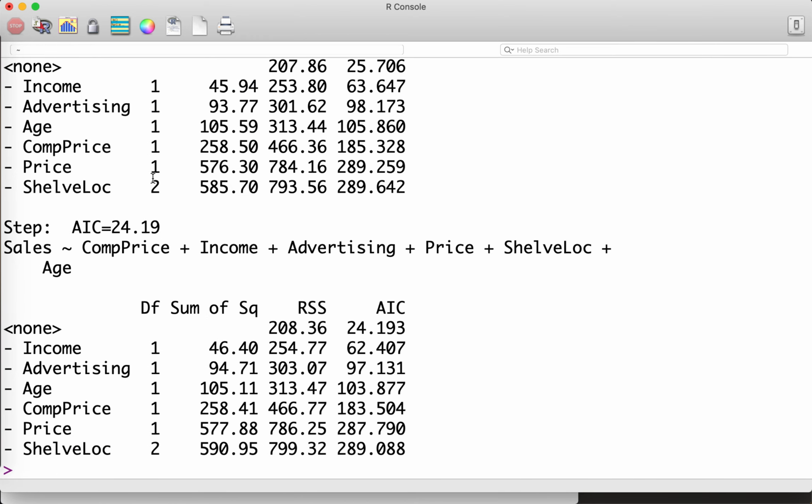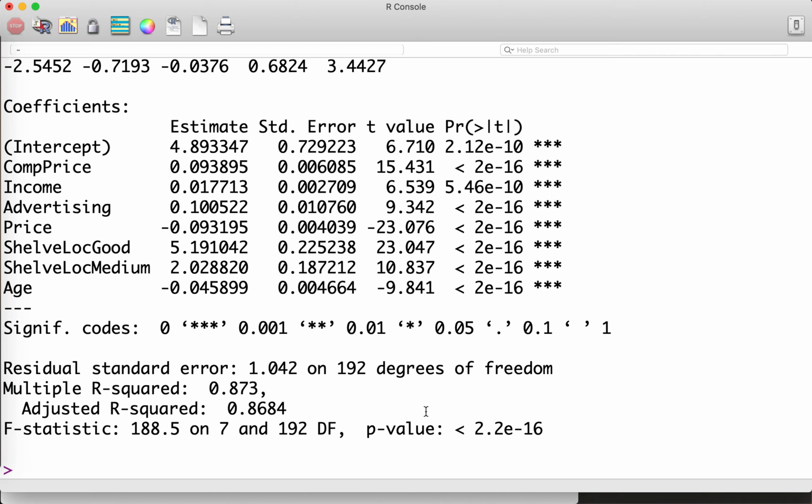algorithm. So then we removed several variables, and we keep income, advertisement, age, and the competitor's price, and the price and the shelf location. So this is factor. So we have 2 degrees of freedom. We have 3 categories. So summary of the final model. Yeah, actually all 6 variables are significant, very significant, even though the scatter plot doesn't indicate much. Okay, so this is pretty good result.